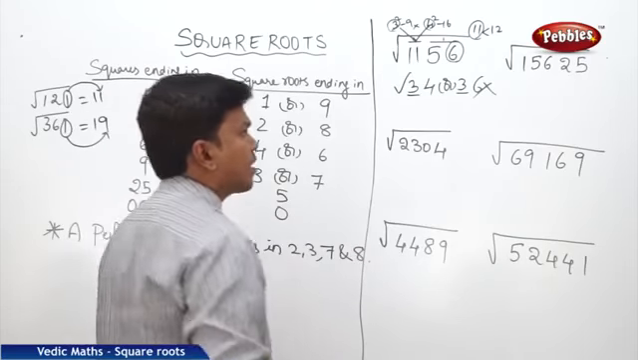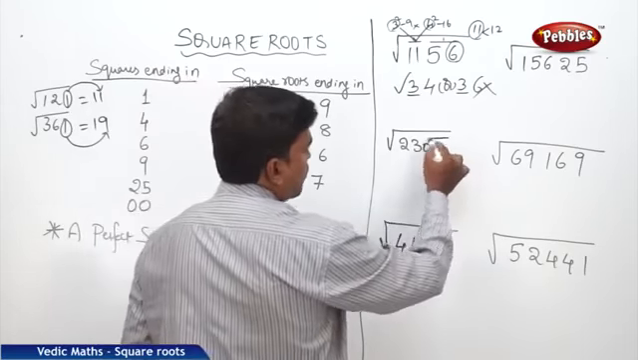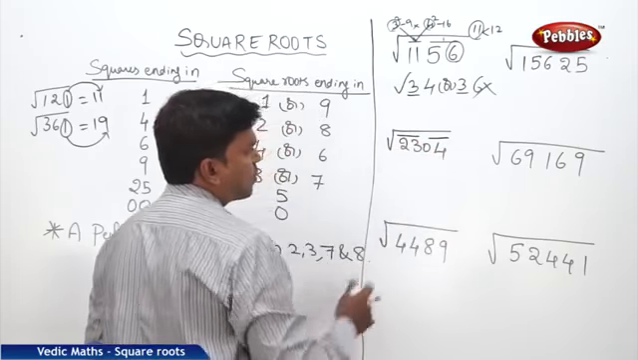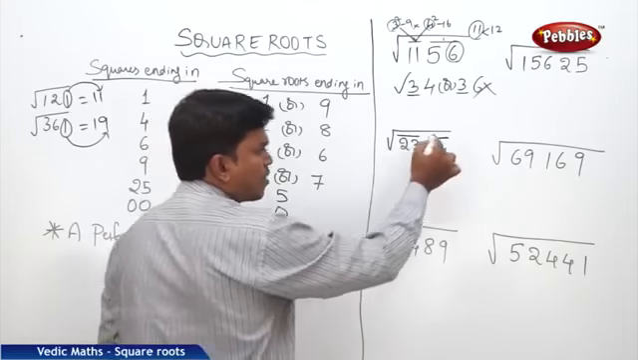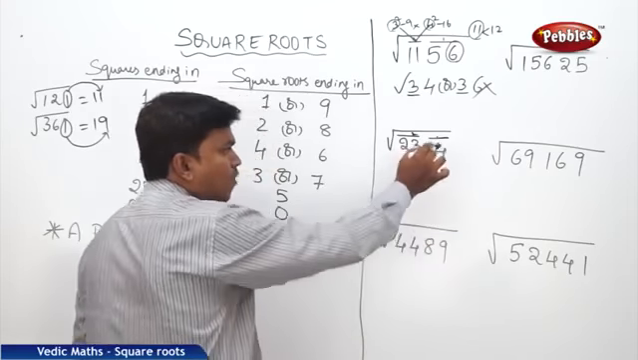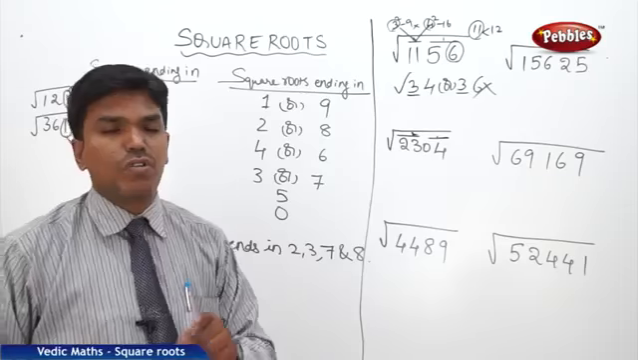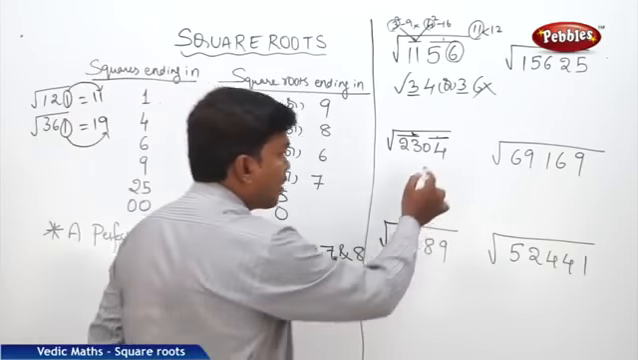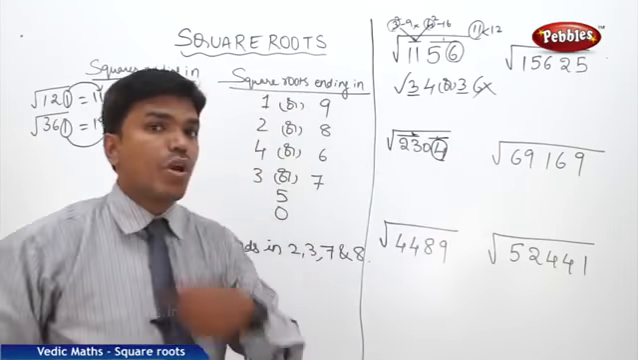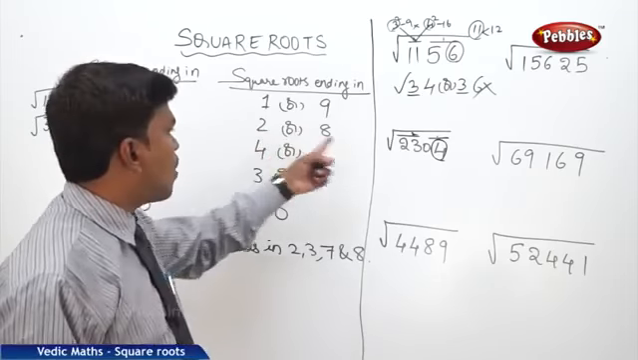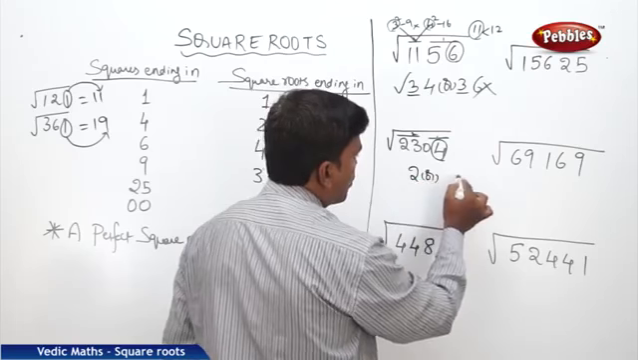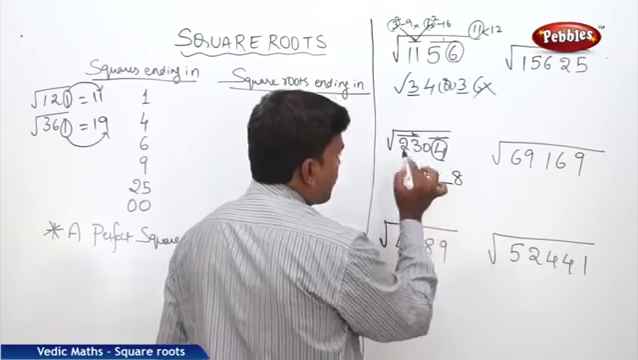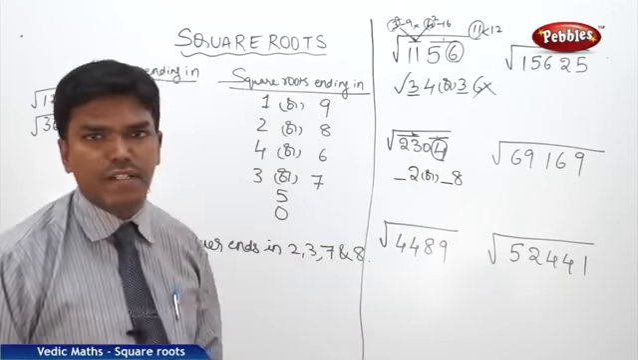Now we will do the second one in the same way. First of all, make a partition: 4, 2, 3, 0, 4. Make a partition of 2 digits, 2 digits. This is my first partition, second partition. If the square number is ending in 4, the square root should end in 2 or 8. So my answer should end in 2 or 8, with a blank left on the left side.